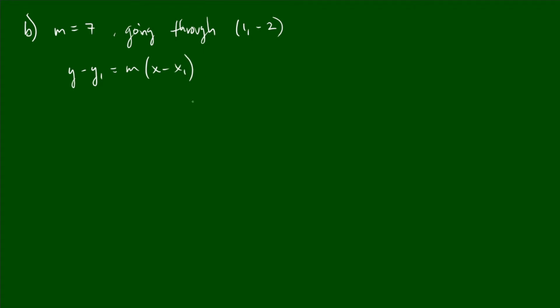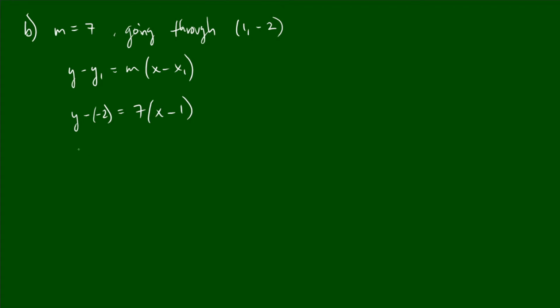The next question is the following. You have slope as 7, and it goes through the point 1, -2. This is pretty simple as well. Same as the previous step, you use the point slope formula. You have y minus y1 equals m bracket x minus x1. And you plug in y1, m, and x1. So you have y minus -2 equals 7 bracket x minus 1.